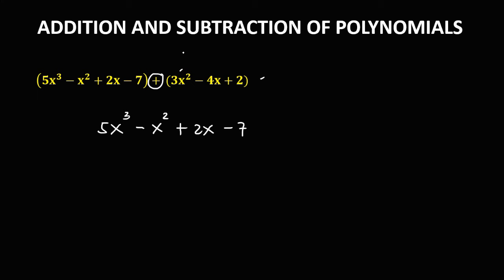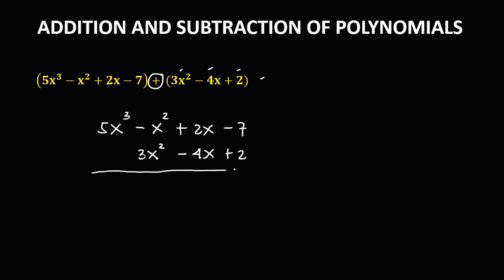So we have this 3x squared, so 3x squared aligned to negative x squared. So this one is positive 3x squared. Then this negative 4x, so we have negative 4x aligned to this positive 2x. And this positive 2, so we have positive 2 aligned to negative 7.